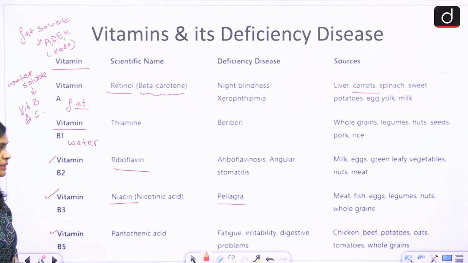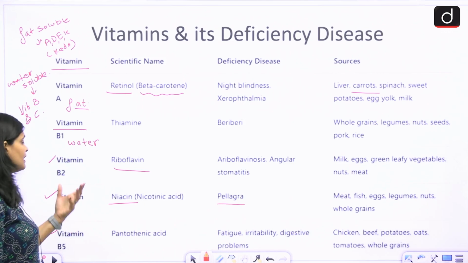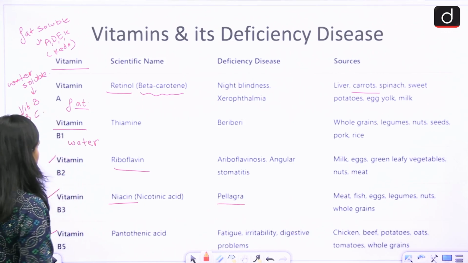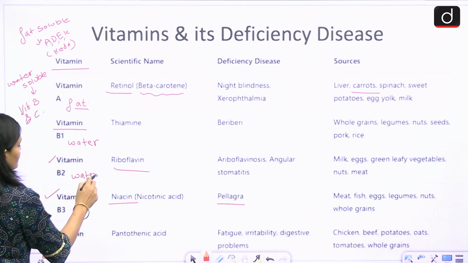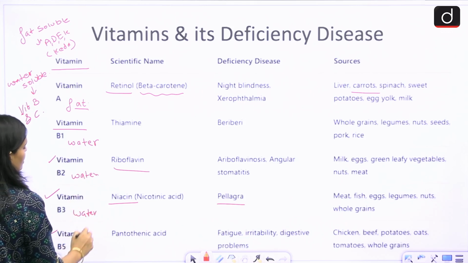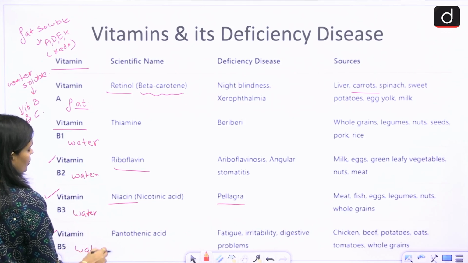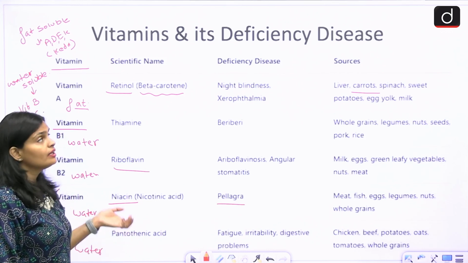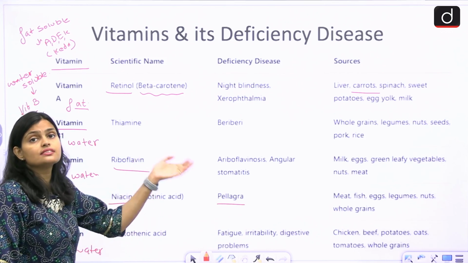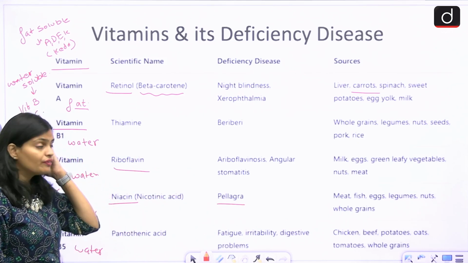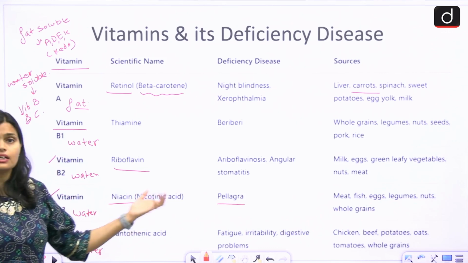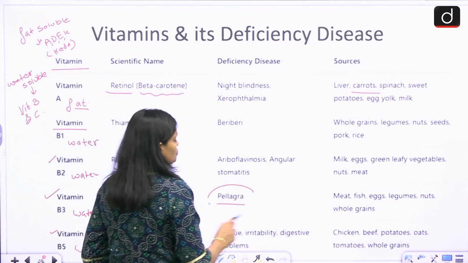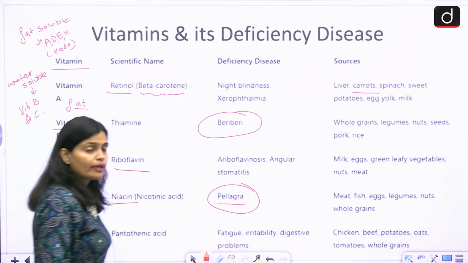From chicken, beef, potato, oats, tomato and whole grains, you can get vitamin B5. So from these vitamins, what kind of question will you get? Either they will ask you to categorize them as fat or water soluble. Then they may ask the scientific name of vitamin B5 or B3. Then they may ask what deficiency diseases they cause. If you have a deficiency of vitamin B3, which disease occurs? Pellagra. So mostly they will ask you about pellagra and beriberi.